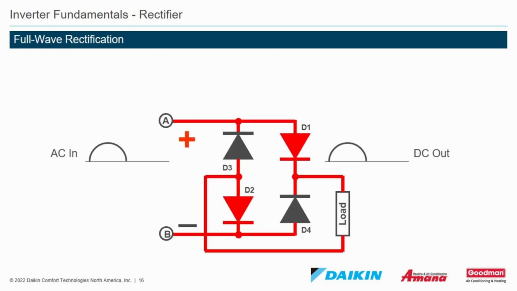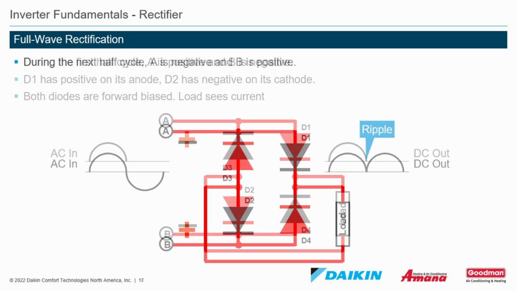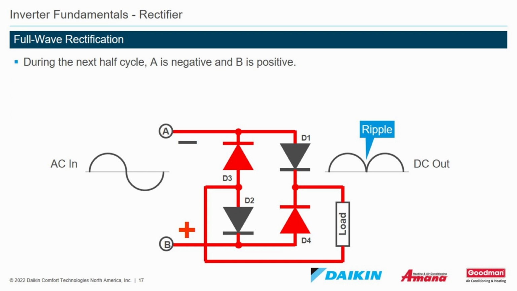Full wave rectification. During the first half cycle, A is positive and B is negative. D1 has positive on its anode, D2 has negative on its cathode. Both diodes are forward biased. Load sees current. During the next half cycle, A is negative and B is positive.